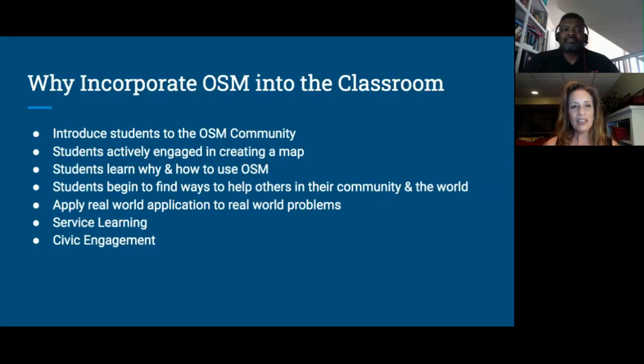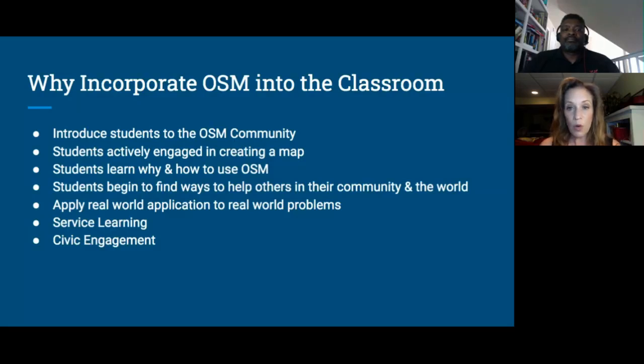And then showing students why and how to use OpenStreetMap. I think that's really important, of explaining, yes, this is a tool, but this is why this tool is very effective in solving problems and how it can help many communities, even their own. And then trying to get students to think about ways they can help others, not just in their community, but also in the world.